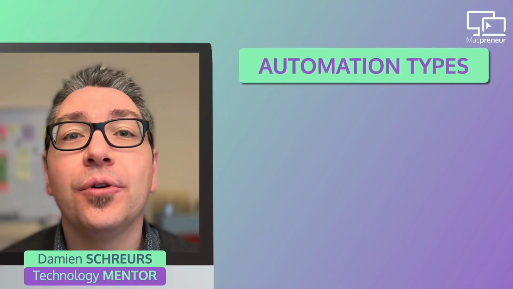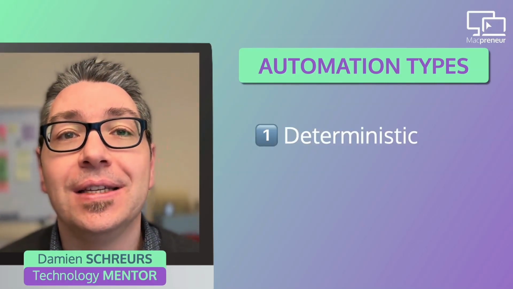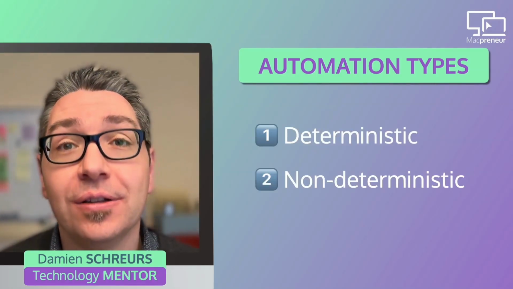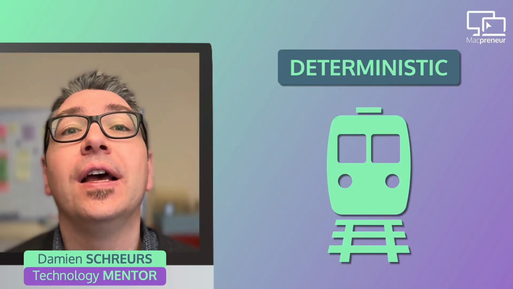Okay, let's start with the 3 types of automation. The first one is deterministic, the second one is non-deterministic, and the third one is hybrid.